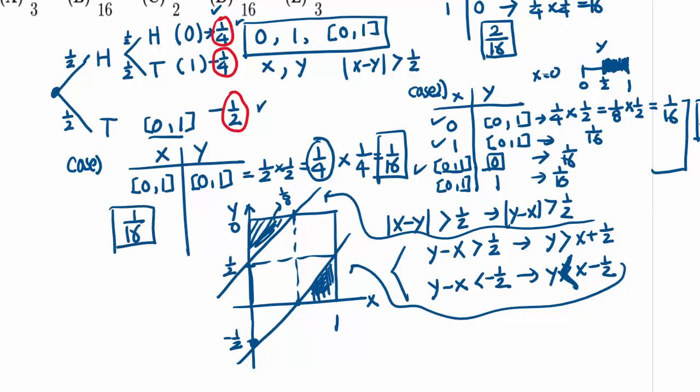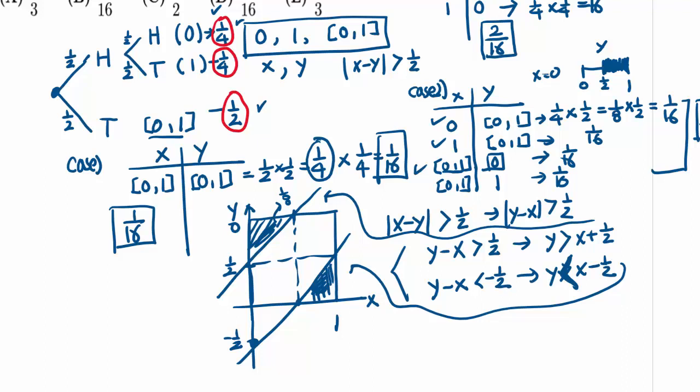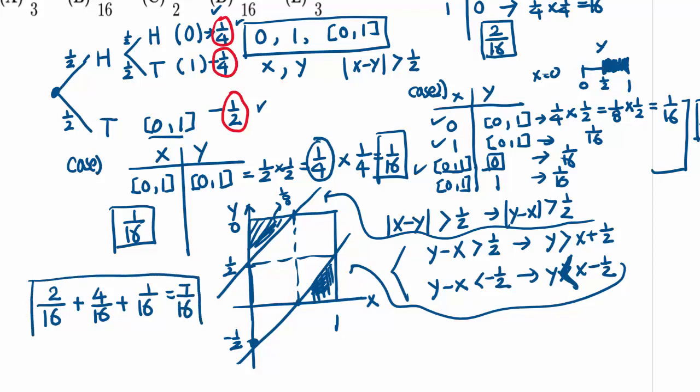So what is the probability all together? Case 1 is 2 over 16, case 2 is 4 over 16, case 3 is 1 over 16. The total is 7 over 16. That's the answer. All right, that's it.